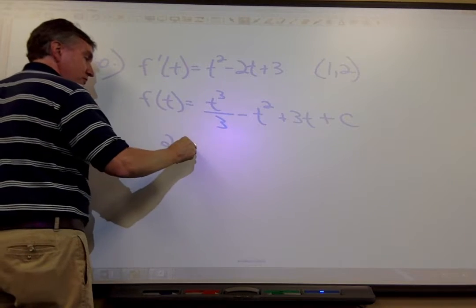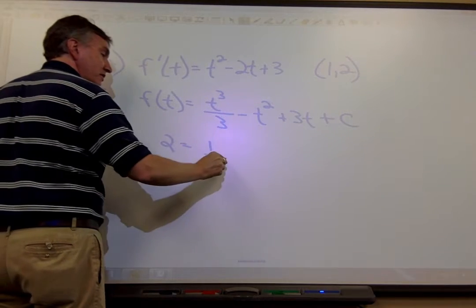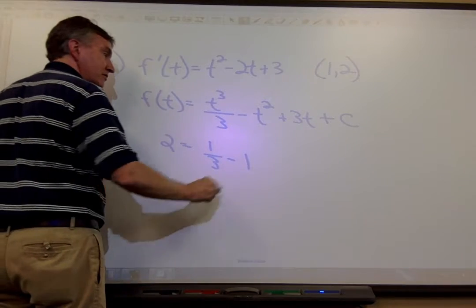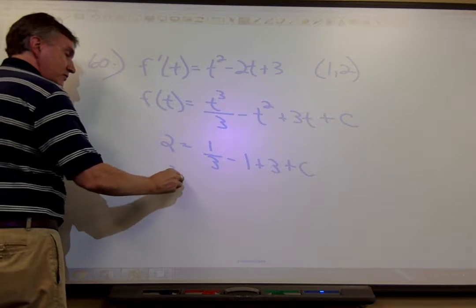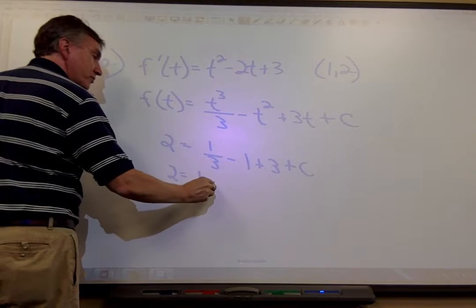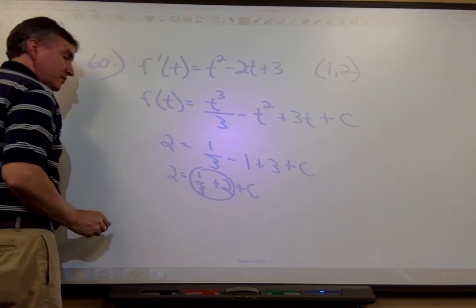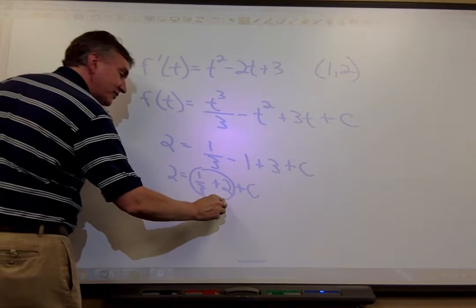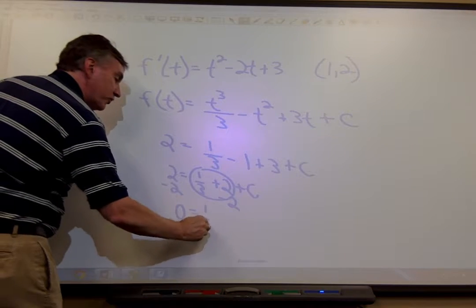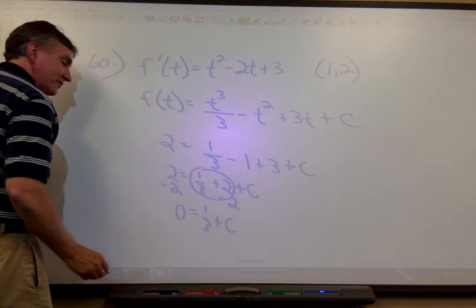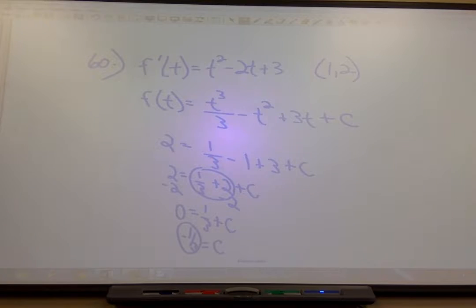So then I have to say what would go here for my initial value? The y is 2, the x value, the t is 1, so 1 cubed over 3, minus 1 squared, plus 3, plus c. 1/3 plus 2 plus c. What is 2 1/3? Well, actually, would it be easier if I just said subtract 2 from both sides? 0 equals 1/3 plus c. Well, what's c then? Negative 1/3. That would be the easy way to do it, right? If you get scared of fractions.